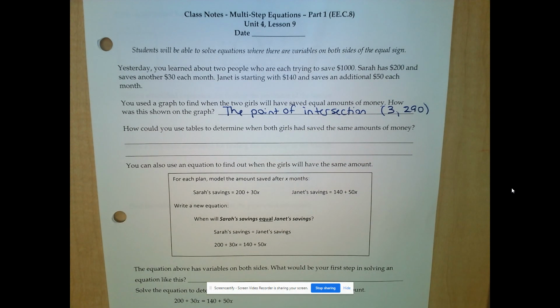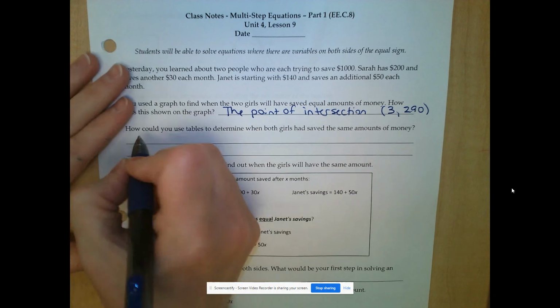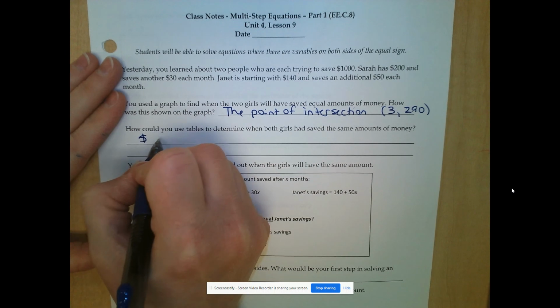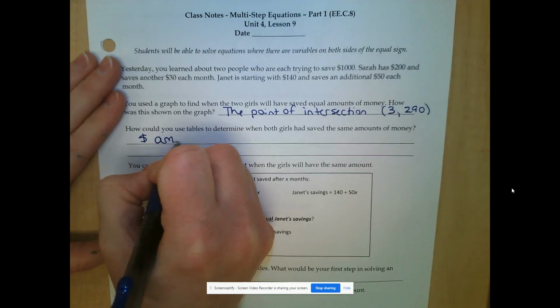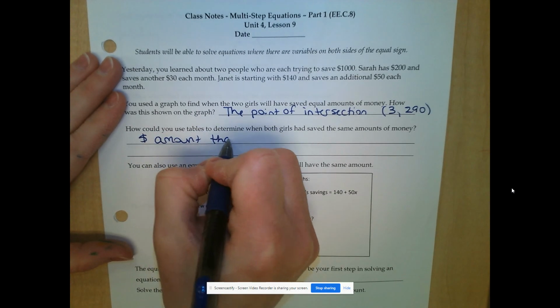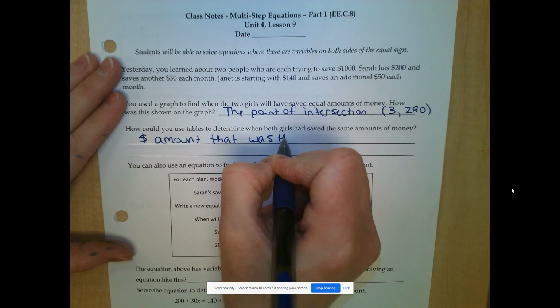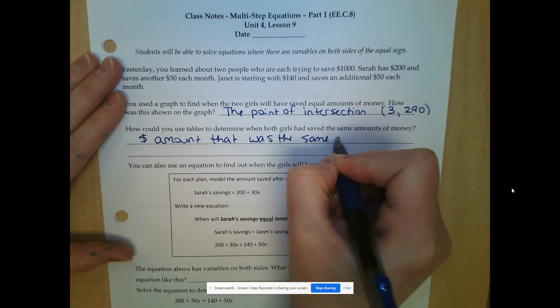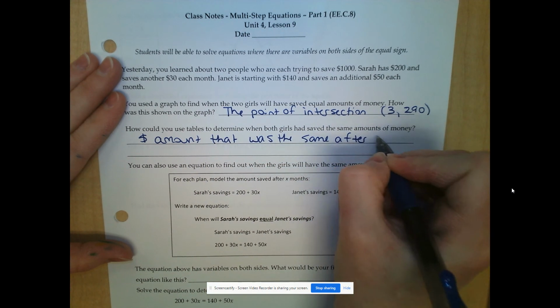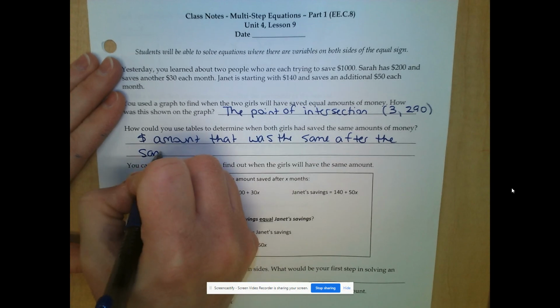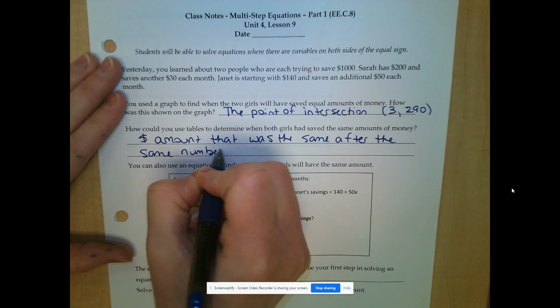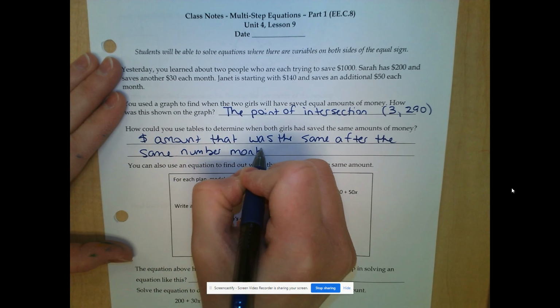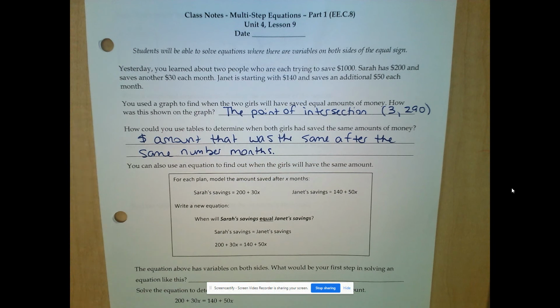How could you use tables to determine when both girls had the same amount of money? So if they had the same amount of money in the same number of months. So we were looking for a dollar amount that was the same after the same number of months. Not difficult, but a little less obvious than the graph.